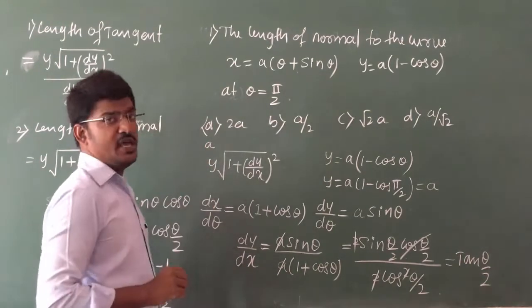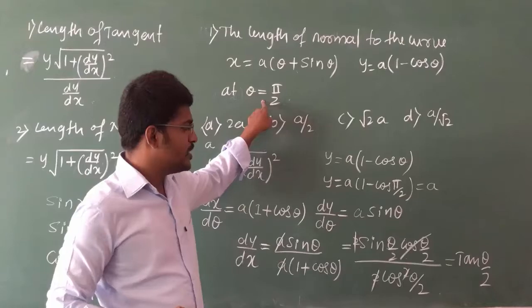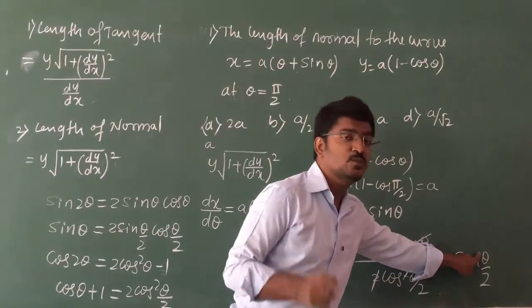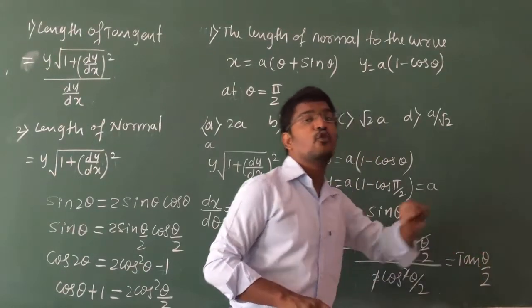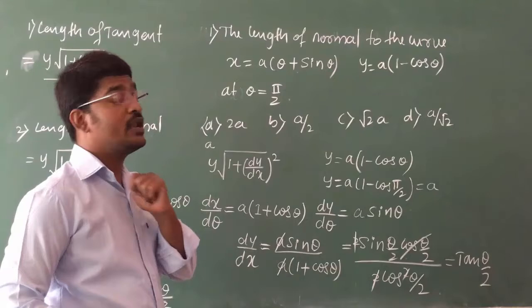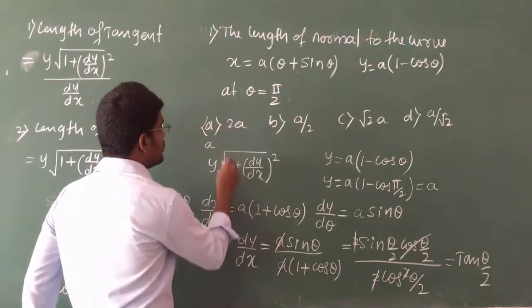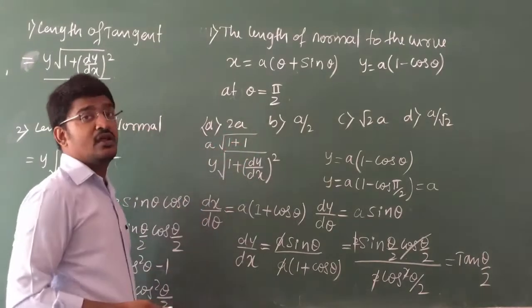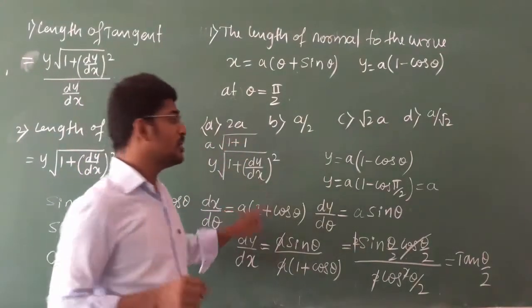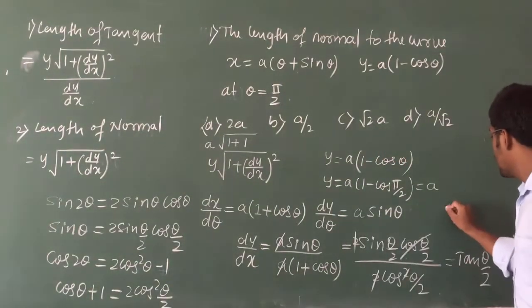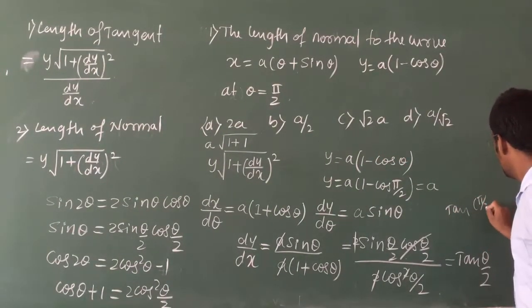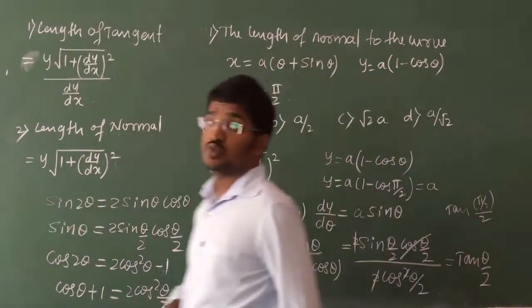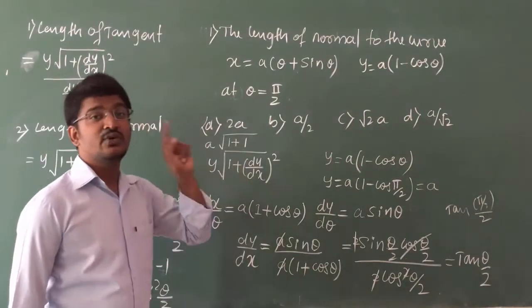y is equal to a. dy by dx at pi by 2: see, theta is pi by 2. If you put theta as pi by 2, it will be tan pi by 4. What is tan pi by 4? 1. So for that reason, this term will become root of 1 plus 1 square. dy by dx will be 1 because in the place of theta, you have to put pi by 2 divided by 2, so it will be tan pi by 4. So tan pi by 4 is 1. In the place of dy by dx, you have to put 1.